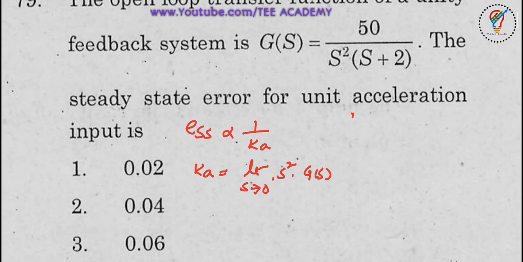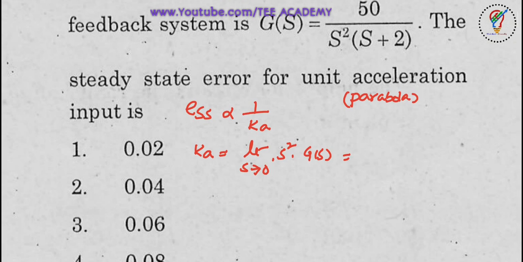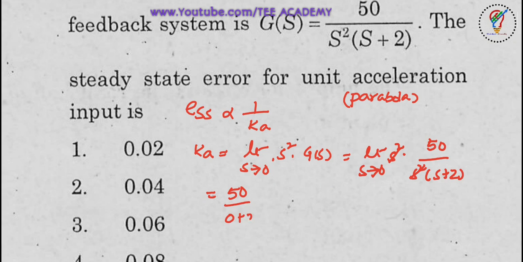So K is equal to limit s tends to 0 of s squared into G(s). Acceleration input means the input is a parabola, right? Now that is equal to limit s tends to 0 of s squared, G(s) means 50 divided by s squared into (s plus 2). So s squared gets cancelled. If we substitute s equal to 0 here, 50 divided by 0 plus 2, that is nothing but 25. We'll get K as 25.